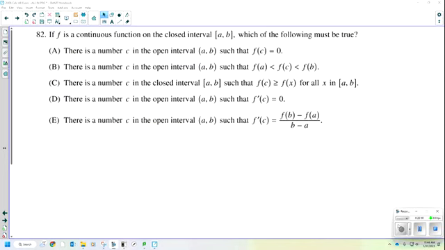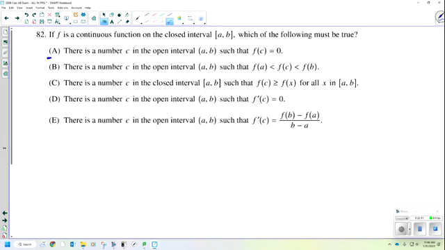Number 82. If f is a continuous function on the closed interval from a to b, which of the following must be true? Okay, let's take a look at these one at a time here. And for these ones, I think the explanations take more time than the actual knowledge. If you know what you're doing, this is a quick one.